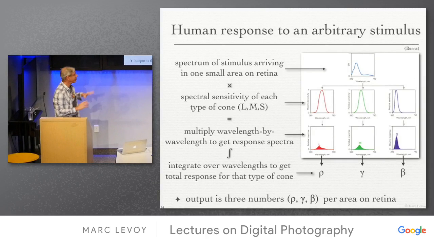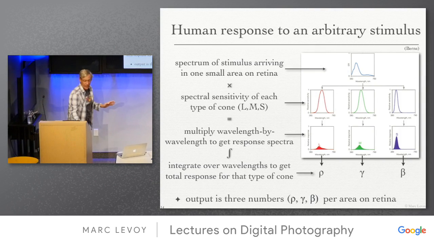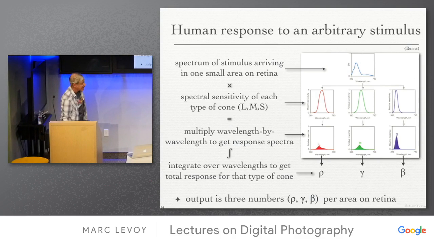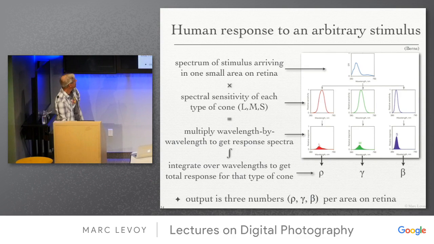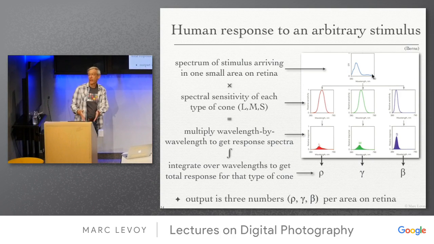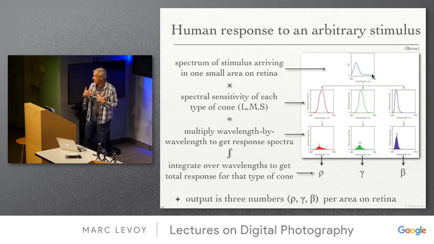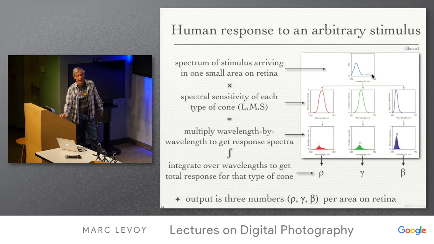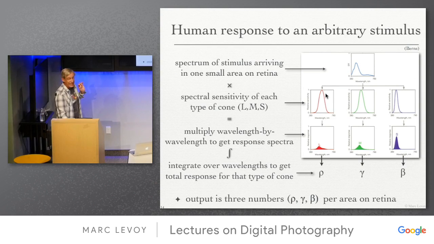Okay, let's summarize what I've just said. If you have a stimulus arriving, so this is a spectrum. This is an illumination multiplied by a reflectance spectrum, which leads to a spectral power distribution entering the eye. What we do is we multiply at each wavelength times the spectral sensitivity.